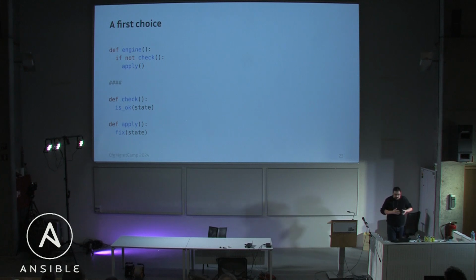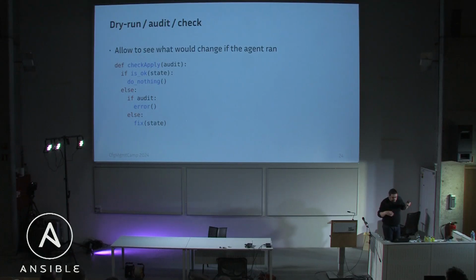So that gives a very simple but first choice to make when you're designing the interface between the configuration engine and the resources. We'll add another very simple feature, which is dry run, audit, check. It has different names. It can be added really easily in a check apply function. You just add a new parameter, and then depending on whether your dry run value, your audit value, is true or false, in case the system is not correct, you will either fail with an error or fix the system if it's not in dry run mode. So in this case, that's an additional parameter that the resource has to take into account.